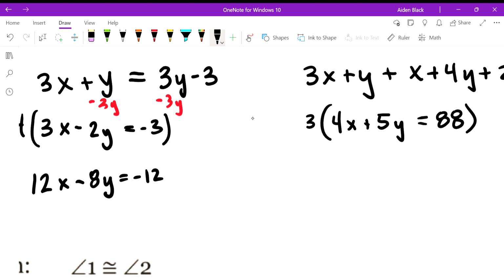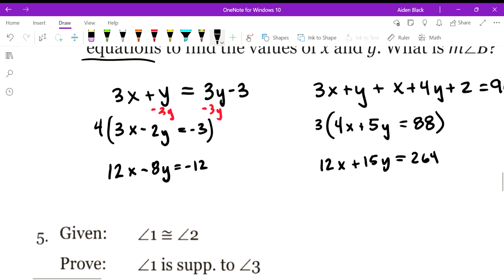and do the same thing with this one, 3 times 4x is 12x, 3 times 5y is 15y, and then 3 times 88, that's 240 plus 24, so 264. Okay. Now I have the same coefficient on my x and my y. So with that, I can subtract one equation from the other.